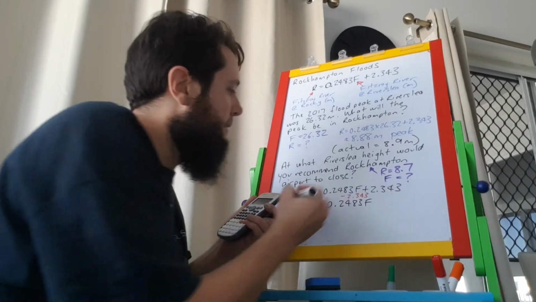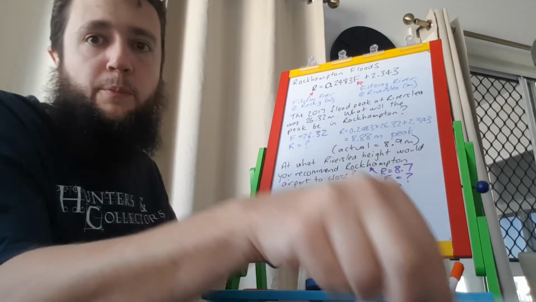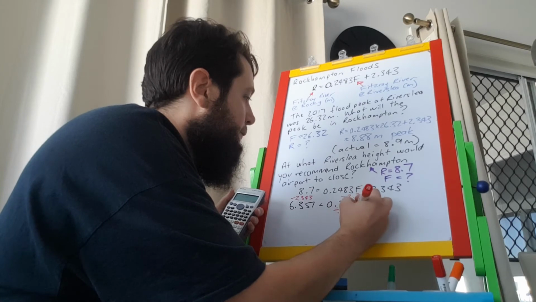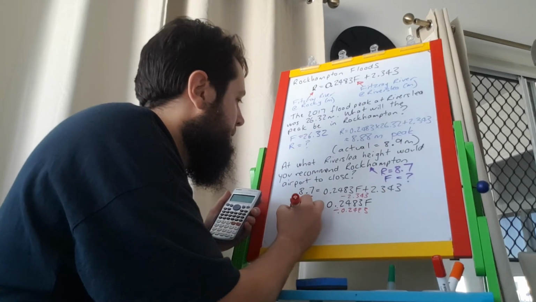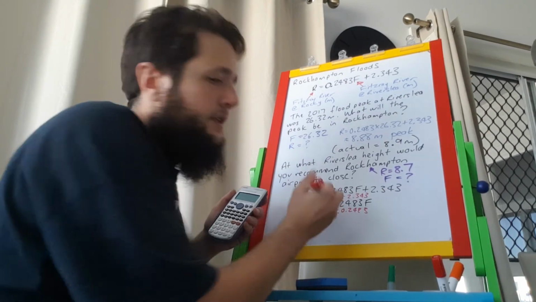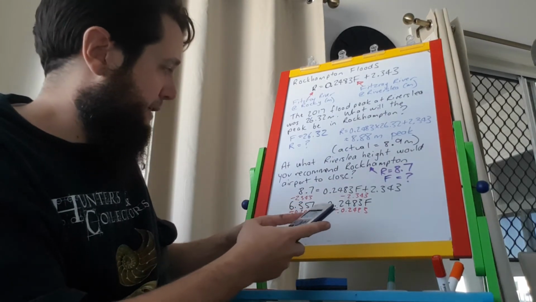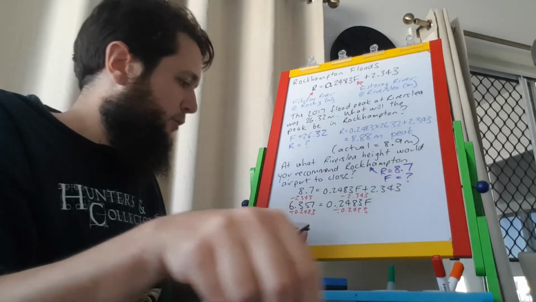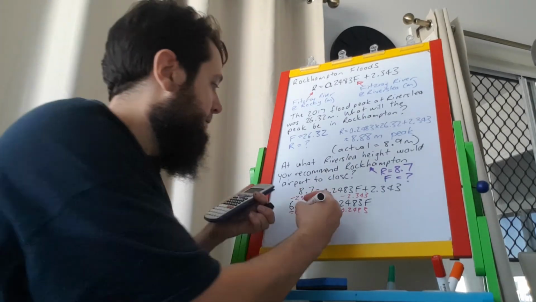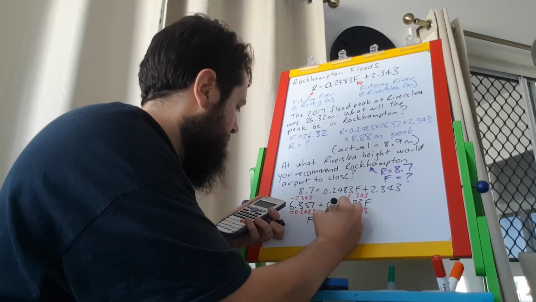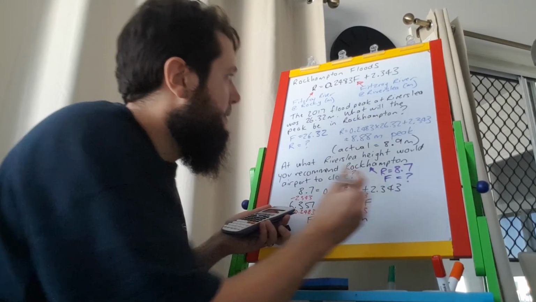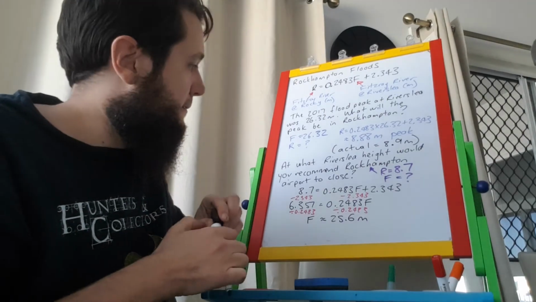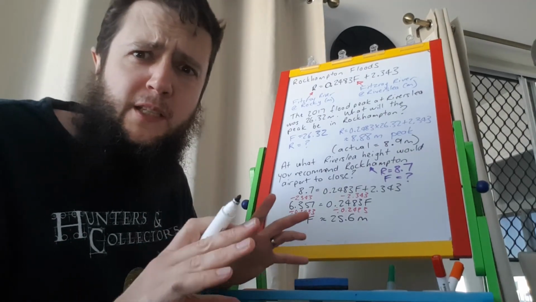0.2483 F, that's still there. To get F by itself, the opposite of multiplication is division. So I now need to divide by 0.2483. And what it tells me is F is at about 25.6 metres.